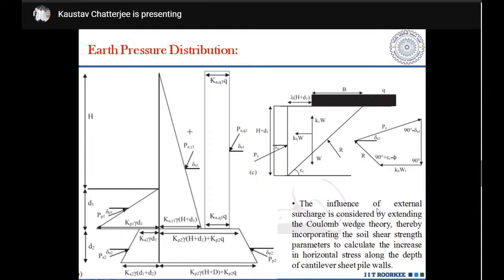So what we have done is that the influence of external loading is considered by extending the Coulomb-based theory, thereby incorporating the soil shear strength parameters to calculate the increase in horizontal stress along the depth of the cantilever sheet pile wall because of the surcharge. And this represents the force polygon for this particular zone 1. Why? Because we have considered the failure plane to be passing through this particular zone.